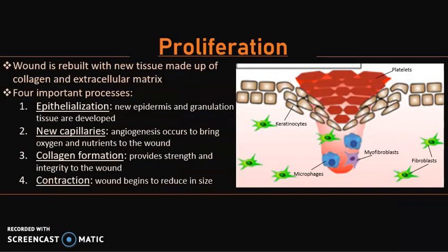The third stage is proliferation, where the wound is rebuilt with new tissue made up of collagen and extracellular matrix. There are 4 important processes in this stage. The first is epithelialization, where a new epidermis and granulation tissues are developed. Next, angiogenesis brings oxygen and nutrients to the wounds. After that, collagen forms, providing strength and integrity to the wound. Lastly, myofibroblasts cause the wound to contract by gripping the wound edges and pulling them together, reducing the size of the wound.